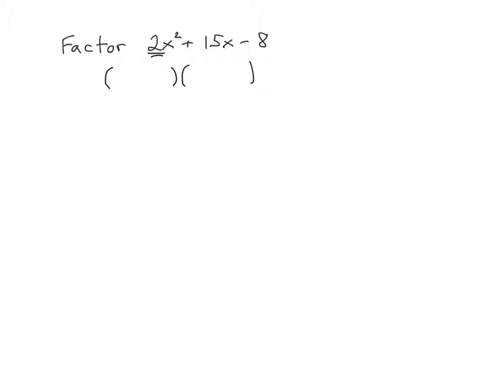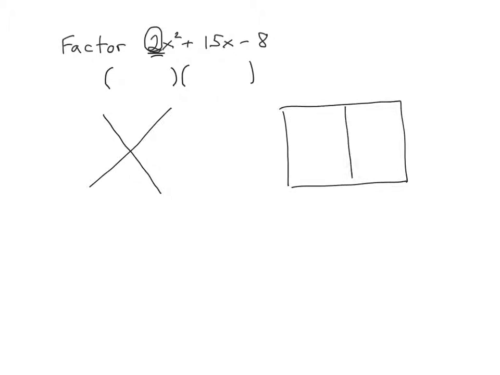The method I'm going to show you will work whether the lead coefficient is 2, as it is in this case, or if it's 1. It's frequently referred to as the X and then box method. Most students learn it this way in school, so this is hopefully a refresher. If not, it's a good and easy way to factor more challenging quadratic equations.